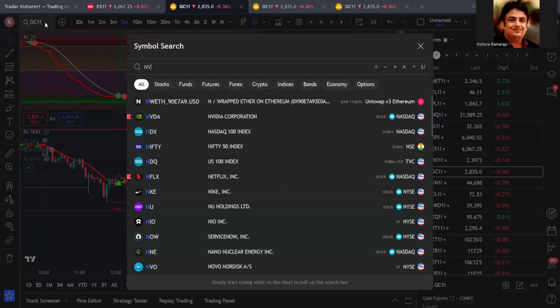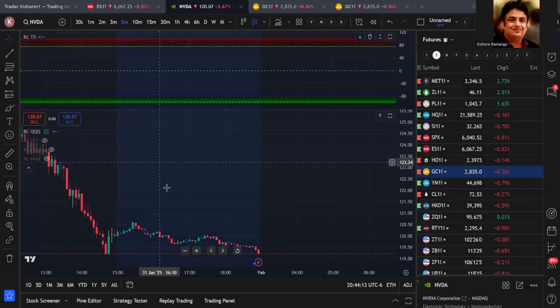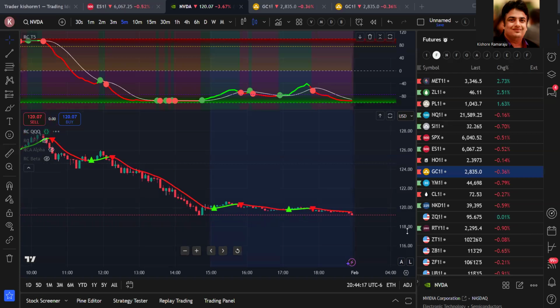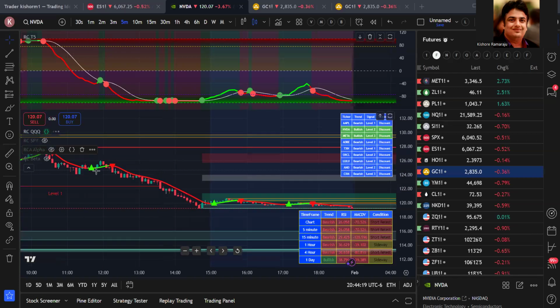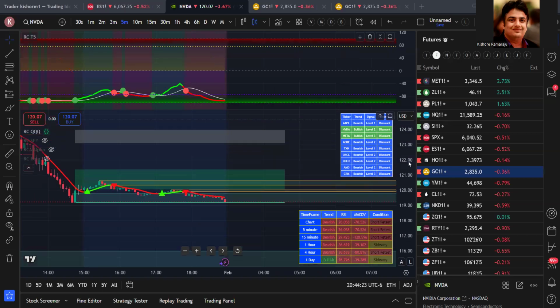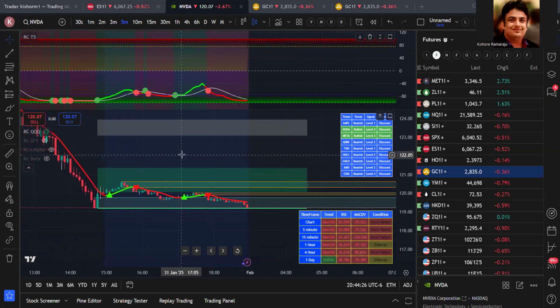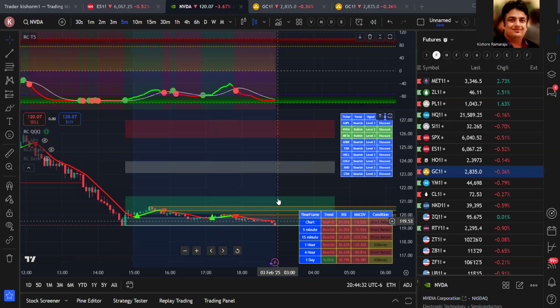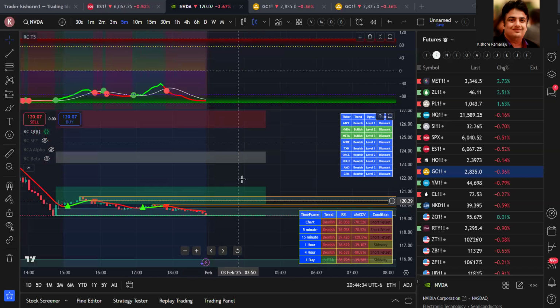So now I can go to Nvidia and I can see that price came all the way down from nearly $130 on Friday. It came all the way to the bottom, so now it is at a proper support. So on Monday morning, there is a very high possibility for Nvidia to move up.